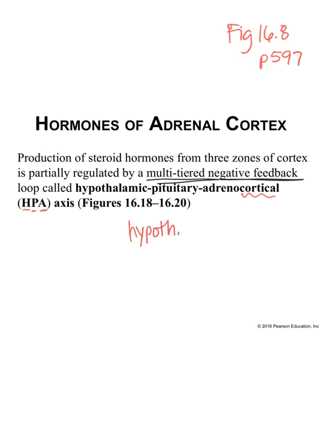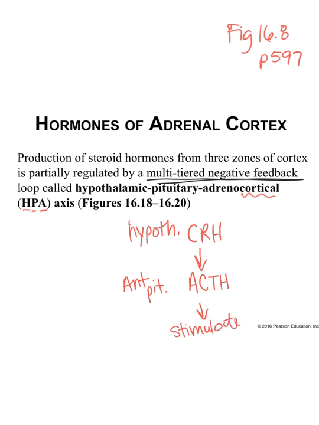So the hypothalamus is the first tier. That is going to make corticotropin releasing hormone, which is going to go to the anterior pituitary, which releases adrenocorticotropic hormone, which is therefore then going to stimulate the adrenal cortex.